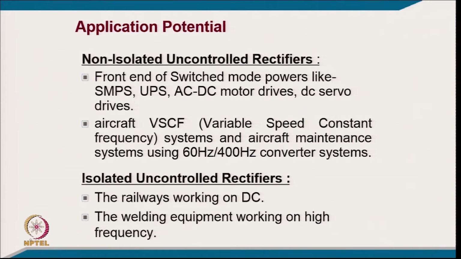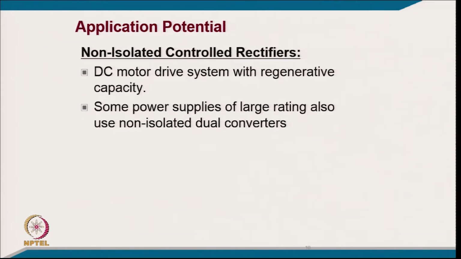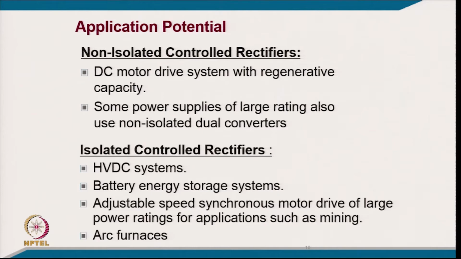Then another category is where we require isolation. So, we have isolated uncontrolled rectifiers, which are used like in railways working on DC and welding equipment working on high frequency, and non-isolated control converters, which are used like in DC motor drive systems with regenerative capability, and some power supplies of large rating also use a non-isolated dual converter.